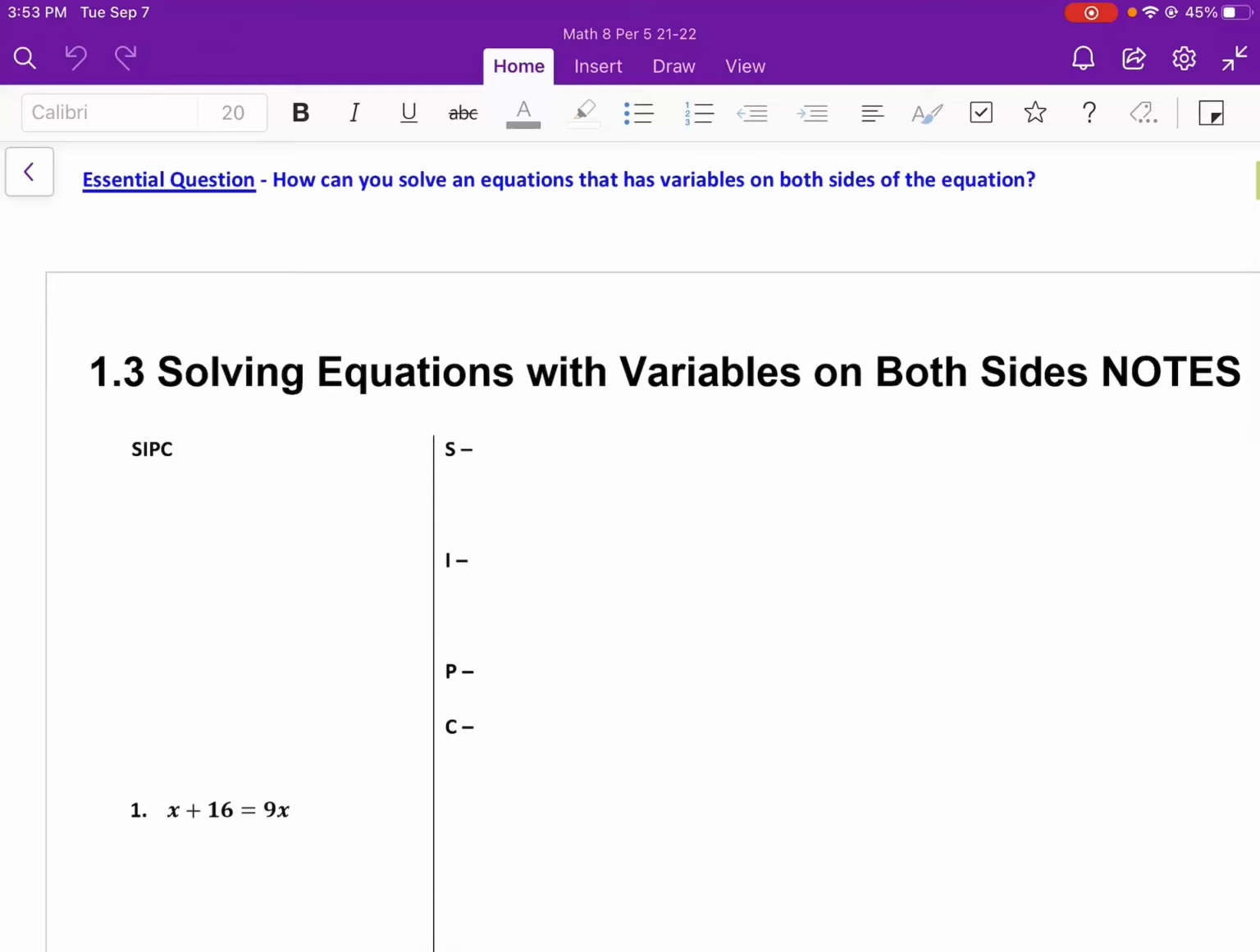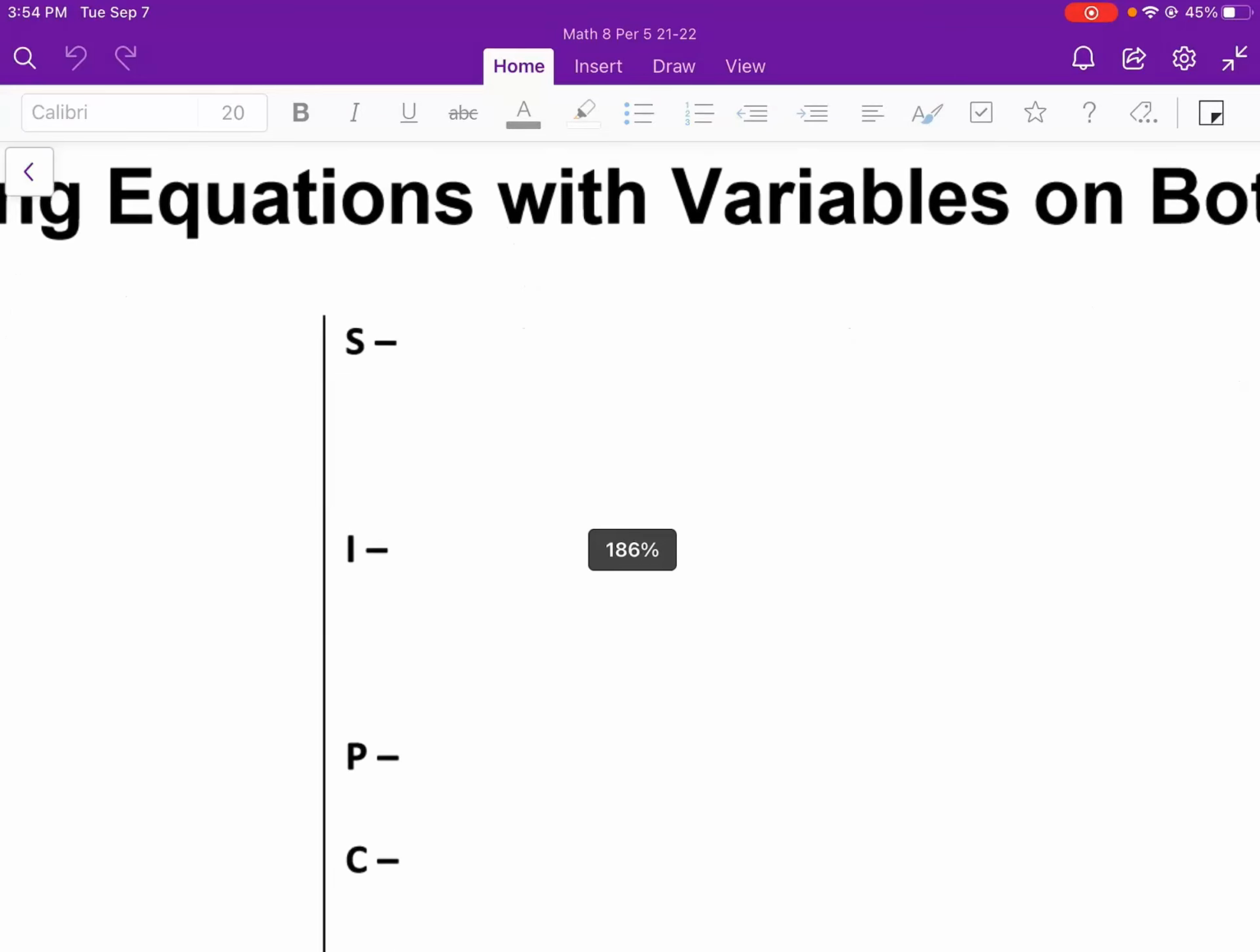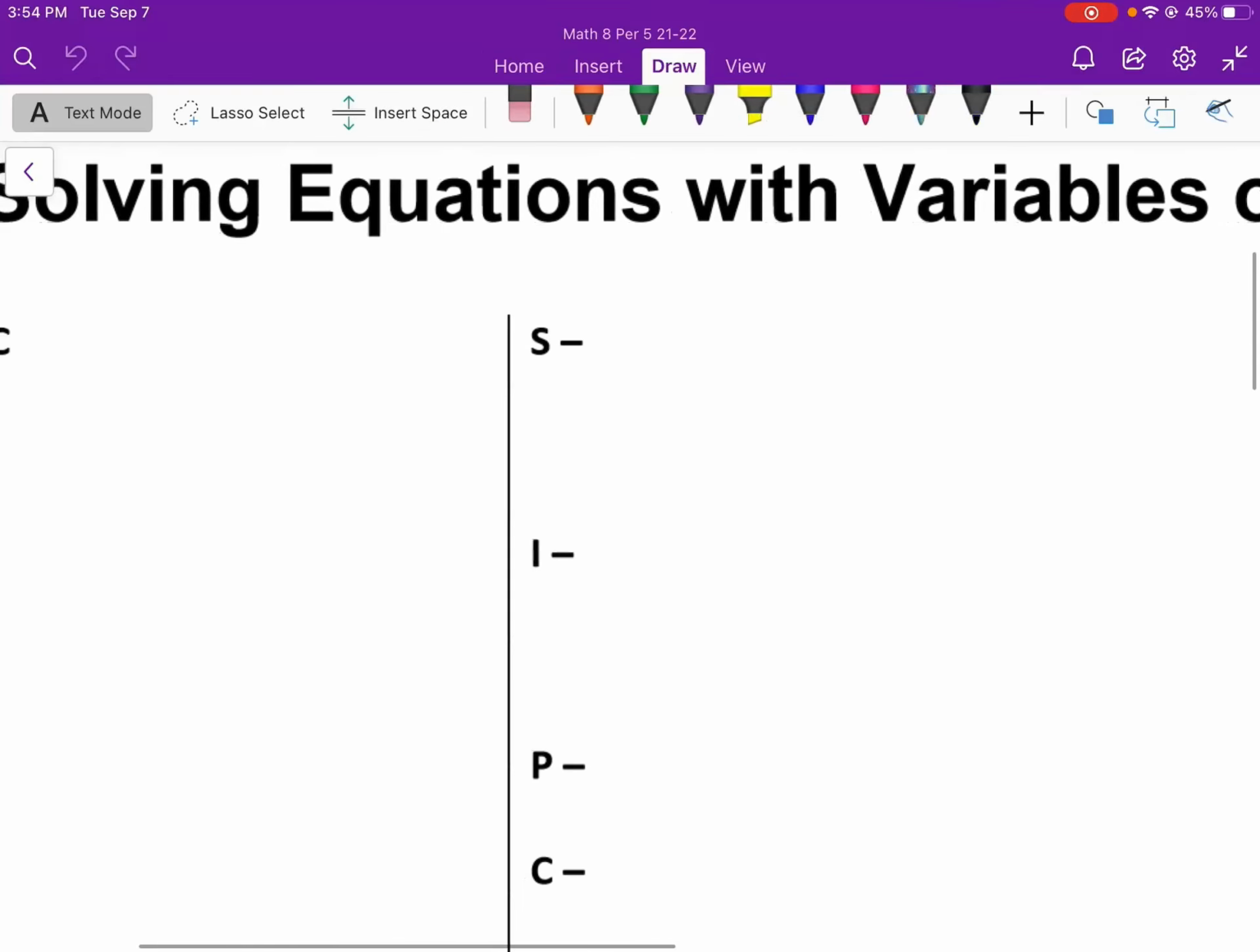Here we go. All right, 1.3, this is the first part of the notes. So how can we solve equations that have variables on both sides of the equation? So now you're going to learn this little acronym, SIPSE. So SIPSE means S is simplify.